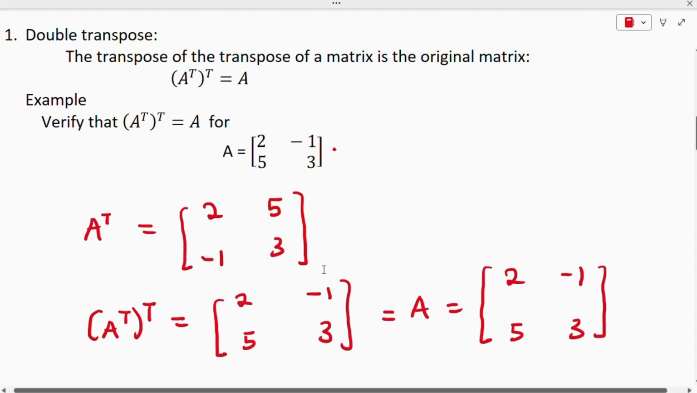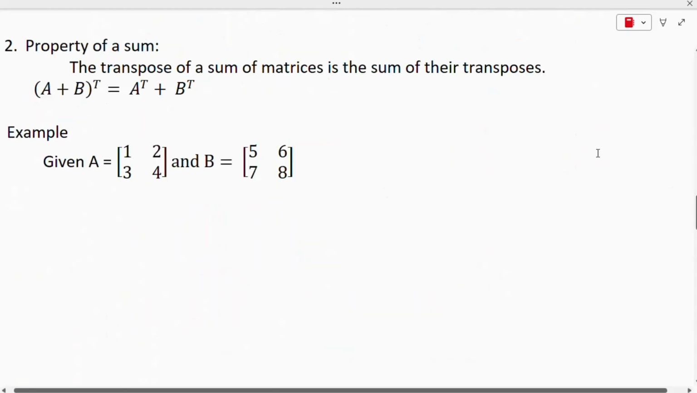Let's take a look at the second property. Now the second property is the property of a sum. The transpose of a sum of matrices is the sum of their transposes. This implies that (A plus B) transpose is equal to A transpose plus B transpose. So let's use this example right here to verify if this property holds.